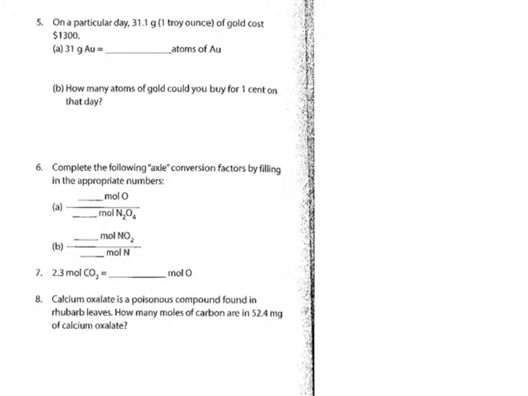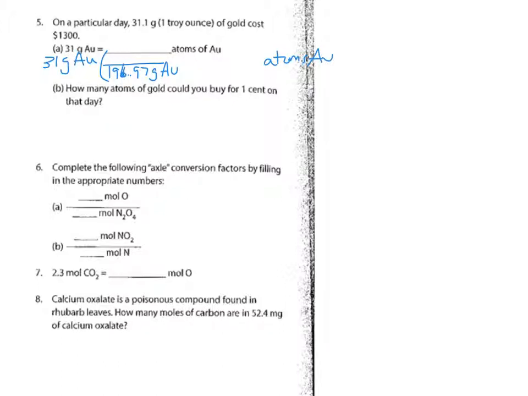Okay, we'll go through a couple of these quickly as well. So we have 31 grams of gold, and we want to know how many atoms of gold it is on this first problem, and then we'll worry about the cost question later. So 31 grams of gold. I want to get to atoms of gold, so I could use the molar mass, where 1 mole is equal to a certain number of grams. I know the molar mass of gold, rather, this is the gold problem, is 196.97 grams.